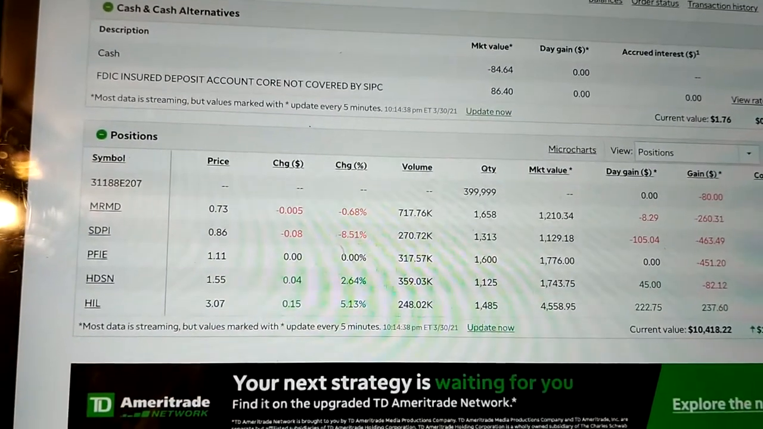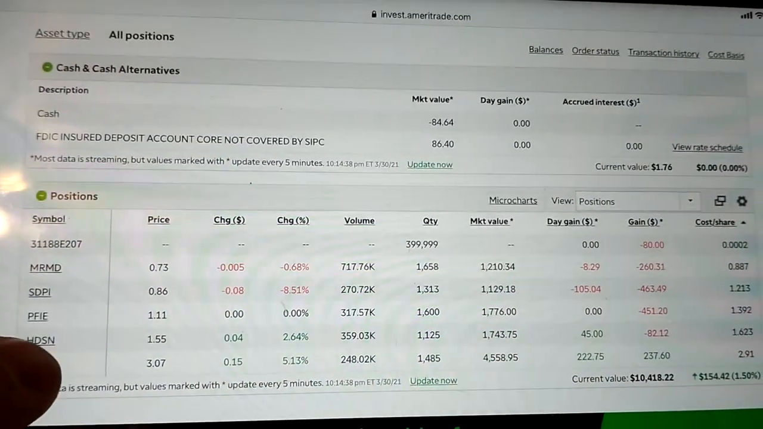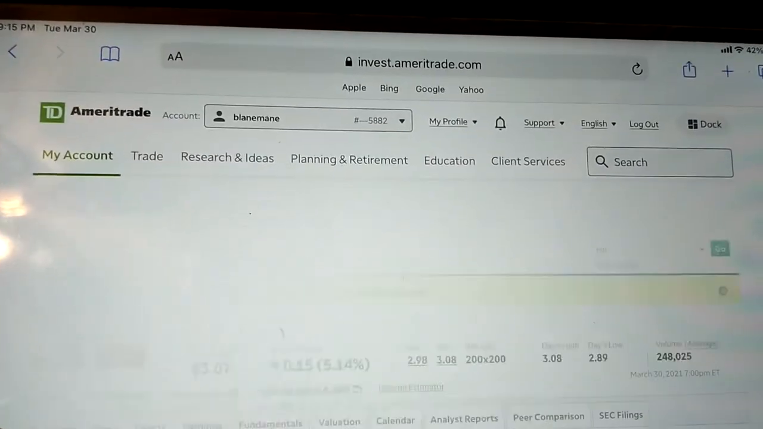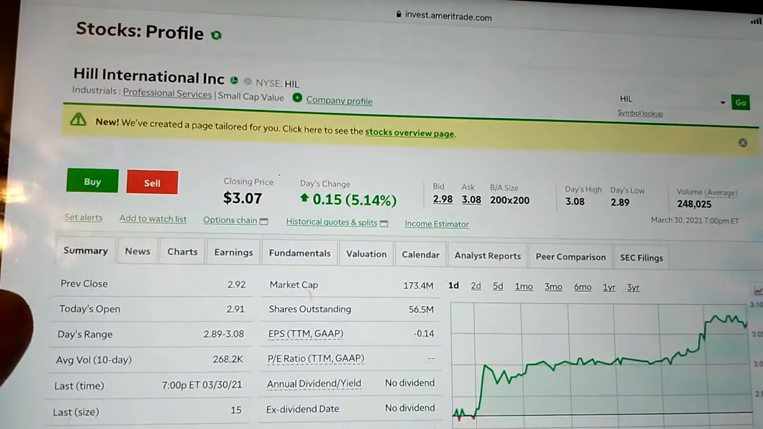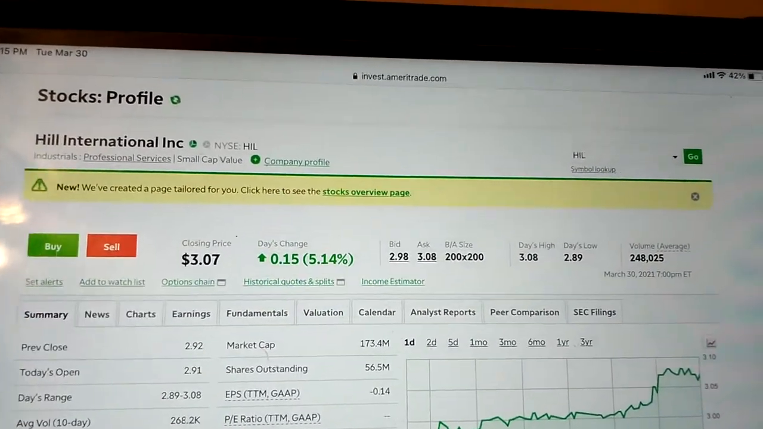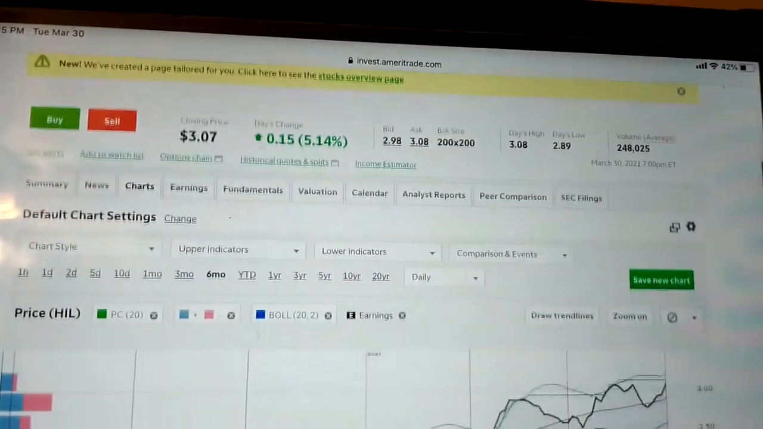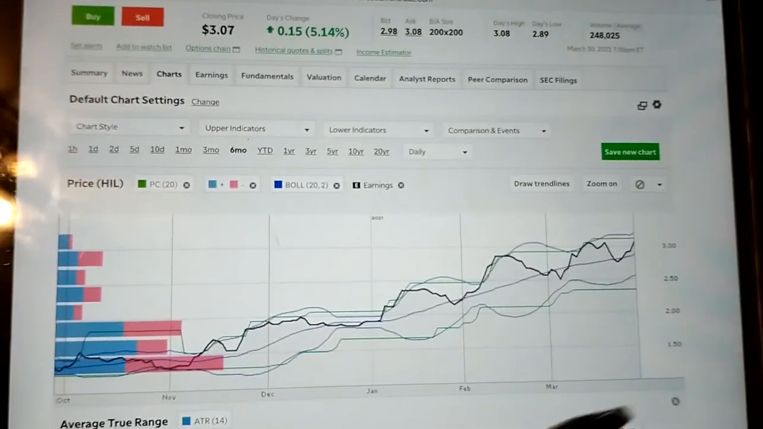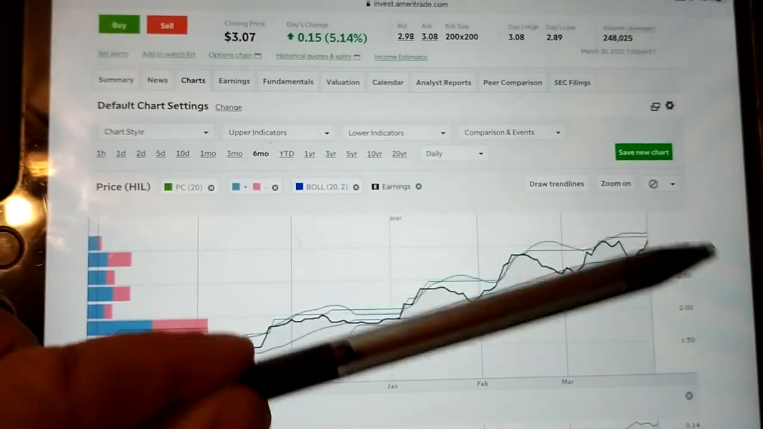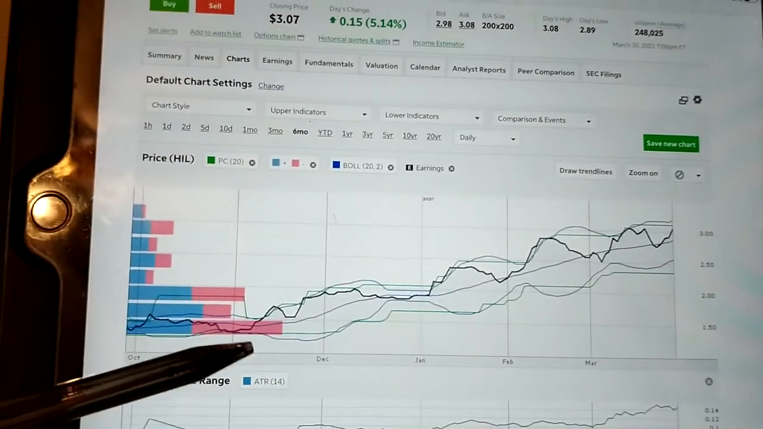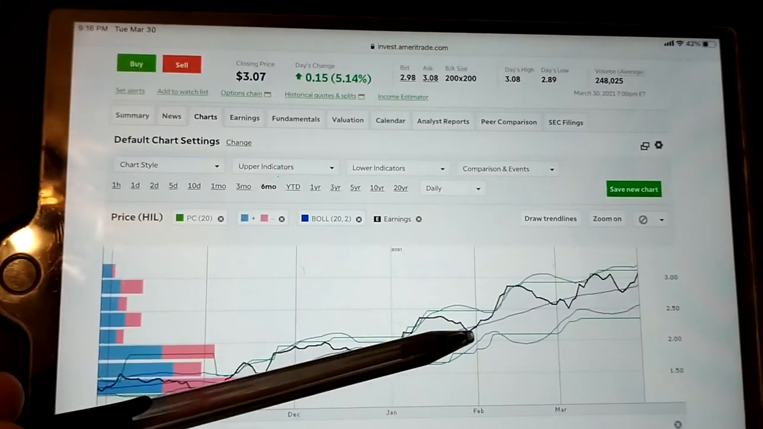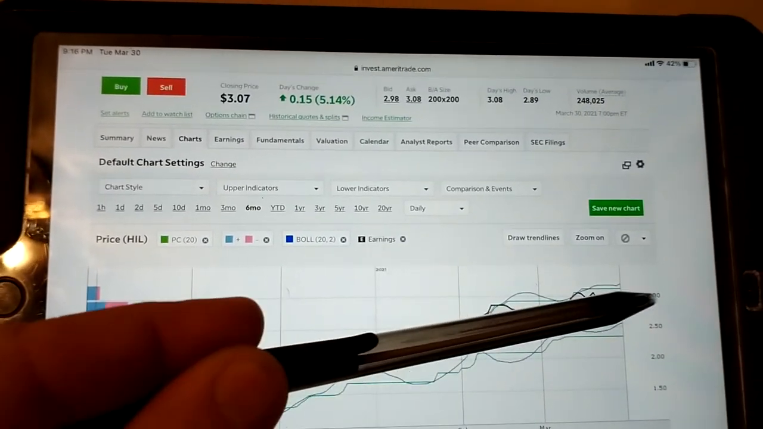I really enjoy the chart on HIL. I'm going to show y'all this chart again here. And again, if y'all are creating a watch list, looking for opportunities, check this chart out right here, folks. Look at this 6-month chart. Tell me that's not fun. That's fun. I mean, here we go. Look at this: November, December, January, February, March, April.